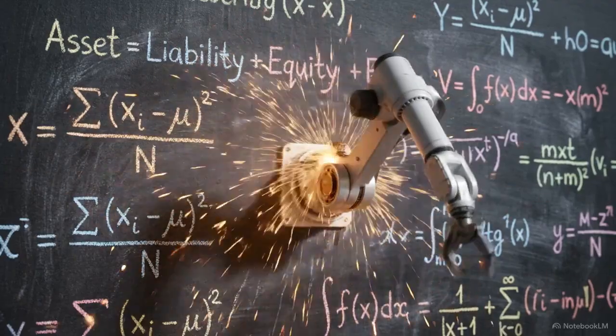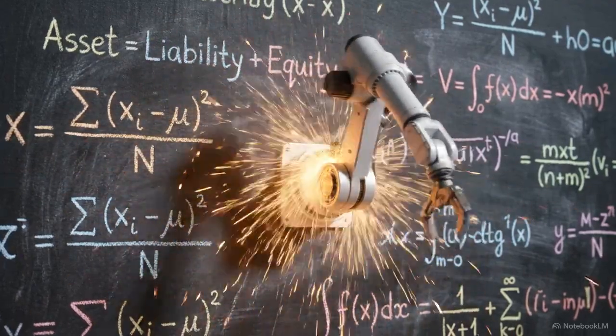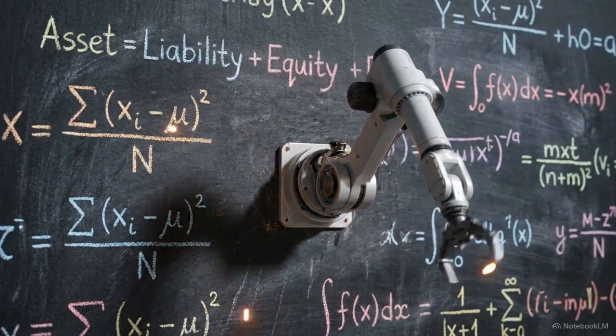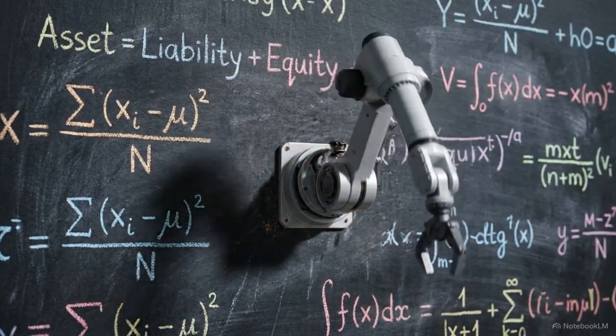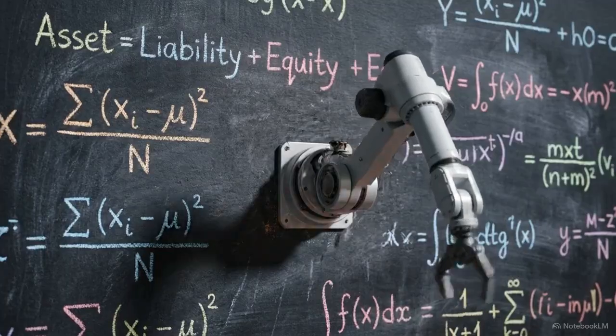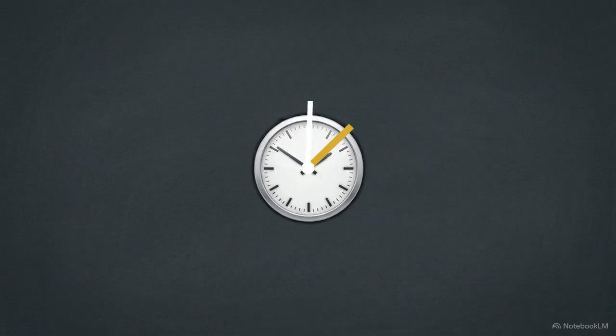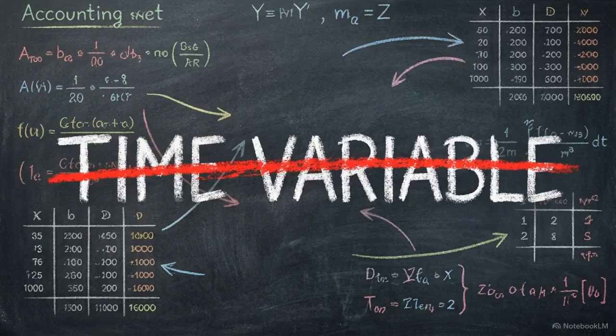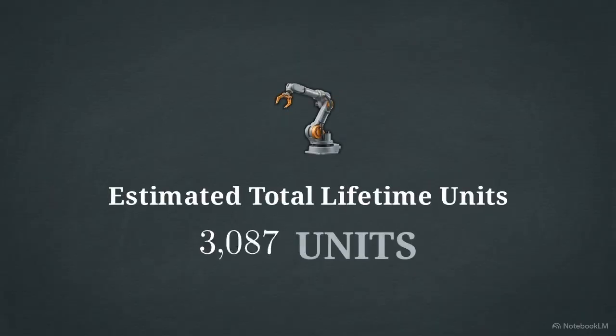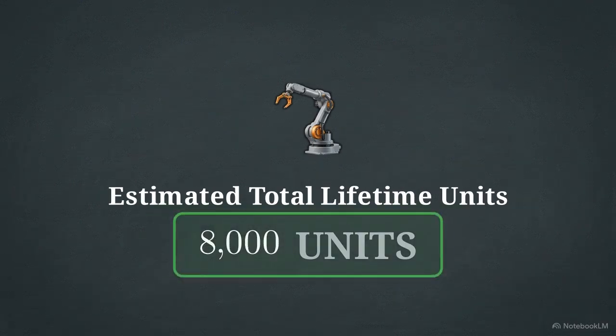However, if the robot actually sees heavy physical use early on and breaks down later, this flat algorithm completely fails to match the operational reality. If a company wants to mirror that physical reality, they abandon time-based methods entirely and use usage-centered activity methods. Under these algorithms, the calendar clock is irrelevant. We adjust our control variables. The 5-year estimate is discarded. Instead, the asset's life is strictly defined by an estimated lifetime output, in this case, 8,000 units.